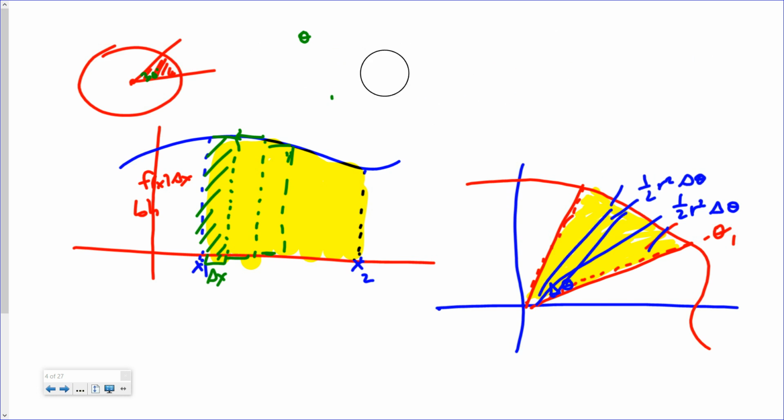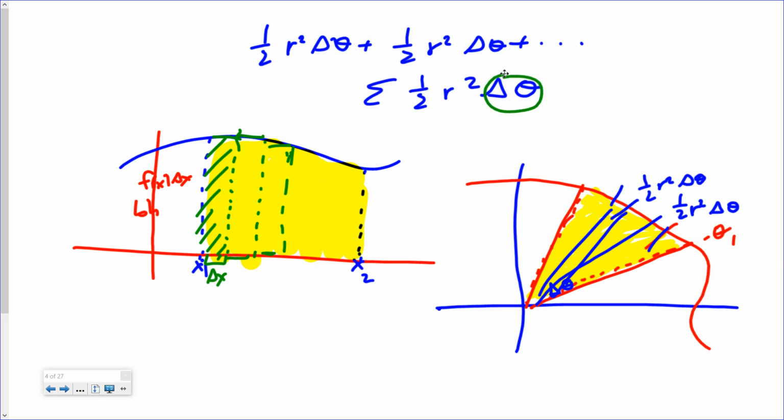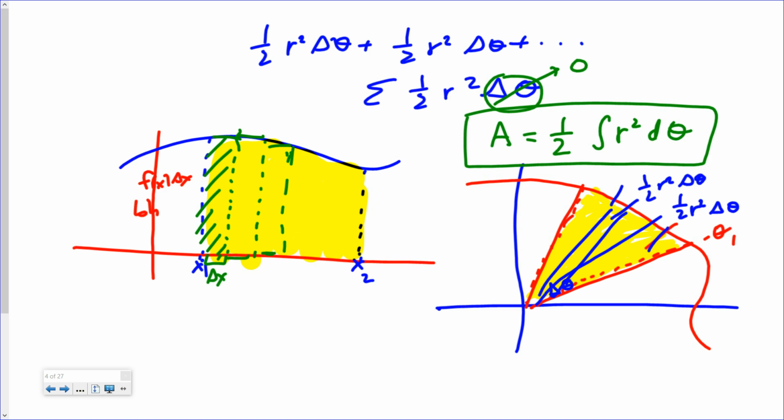And when I sum them all up, when I sum up all of my 1/2 r squared delta thetas plus 1/2 r squared delta thetas, and I get a whole bunch of them, if I wanted the exact area of this region, what I would do is take the limit as delta theta goes to what? 0, right? So the area of a polar curve becomes 1/2, you can pull out the 1/2 because it's a scalar, integral of r squared d theta, and that's the formula you're going to memorize, okay? And that should be the formula that's on top of your worksheet.